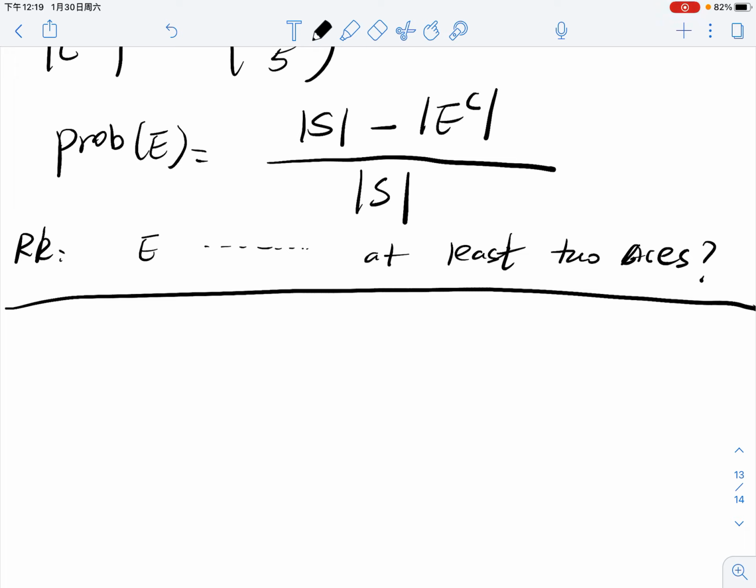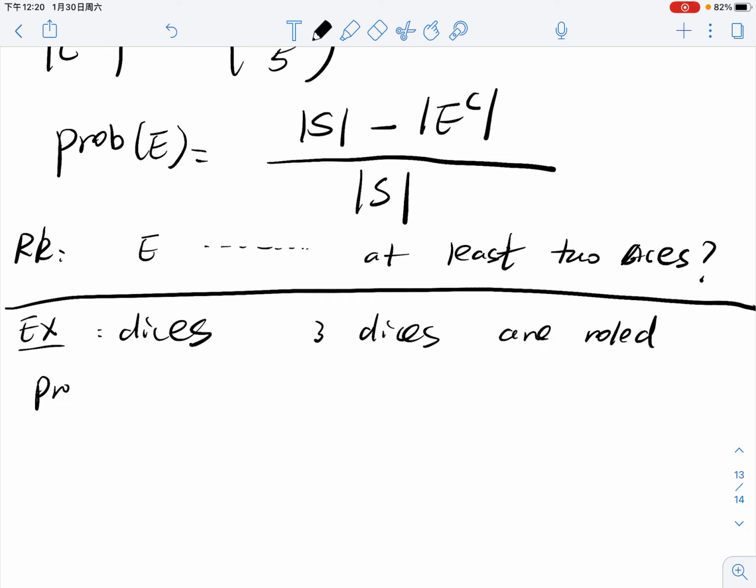And a similar problem will be now. So I will not talk about the poker problem again. And for dice, this is another kind of problem. So suppose 3 dice are rolled, and you want to know what is the probability when the summation is 8.